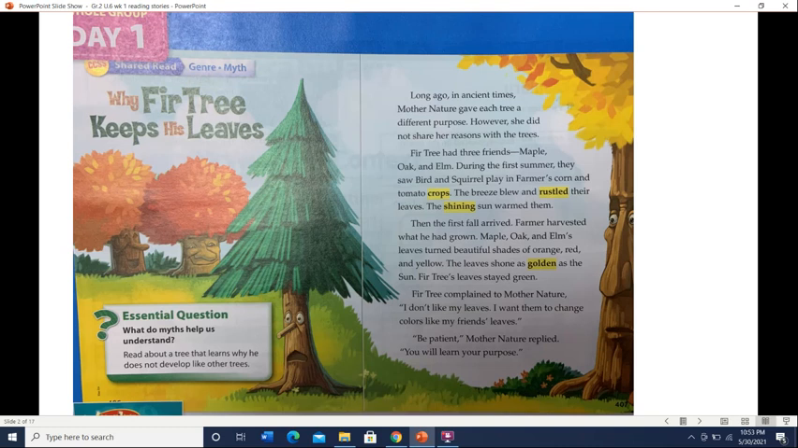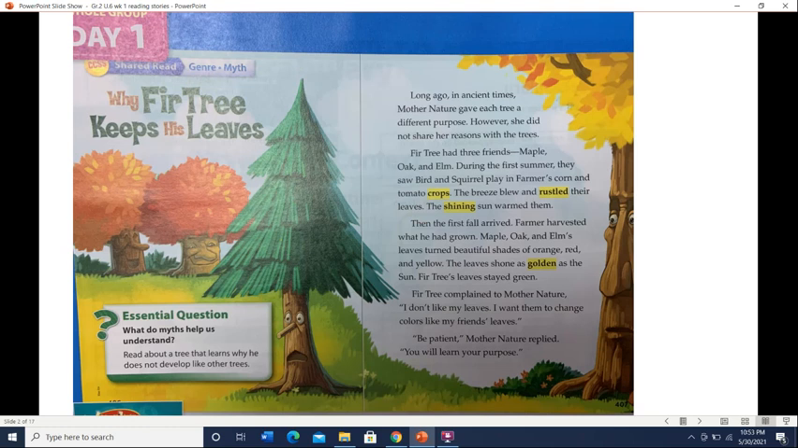So in nature, we have different kinds of trees, and nature gave each tree a reason, but she didn't explain. She did not explain why each tree is different. What's the purpose of each tree? So fir tree here, he had 3 friends. Who are his friends? Other types of trees. We have maple and oak and elm. These are other kinds of trees.